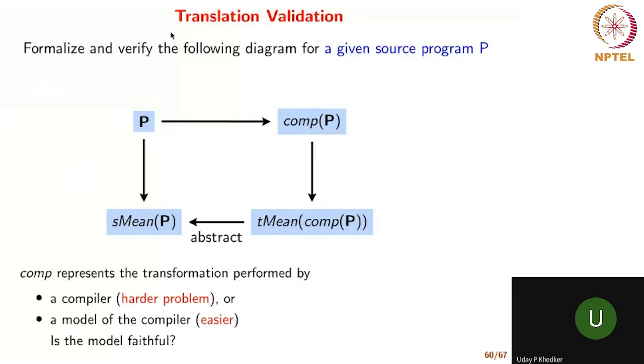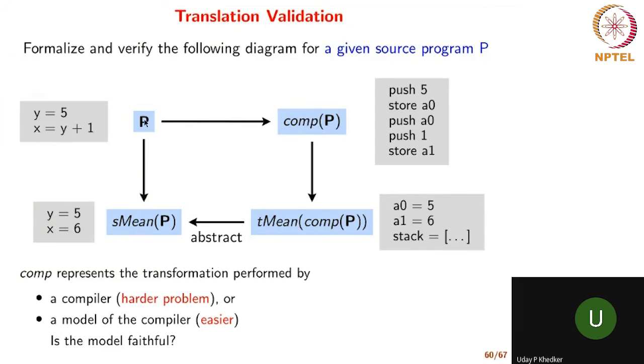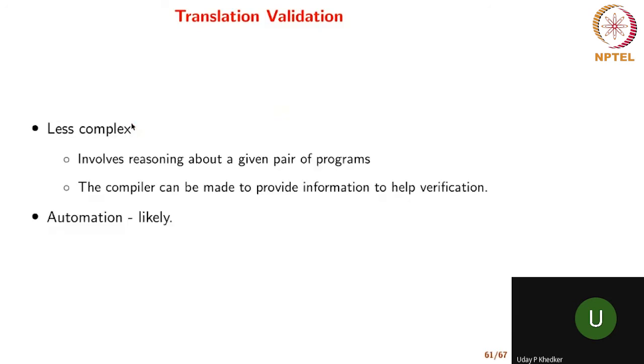Instead, there is something called translation validation, where we repeat the same thing except that we talk about a given program. We don't give a guarantee for every program. We say for this particular program, this translation is correct. If you give me some other program, I don't really guarantee that the translation will be correct. And we have a hope of automating it. This is less complex because it involves reasoning about a given pair of source and target programs, and the compiler can be made to provide information for verification, and automation seems very likely.